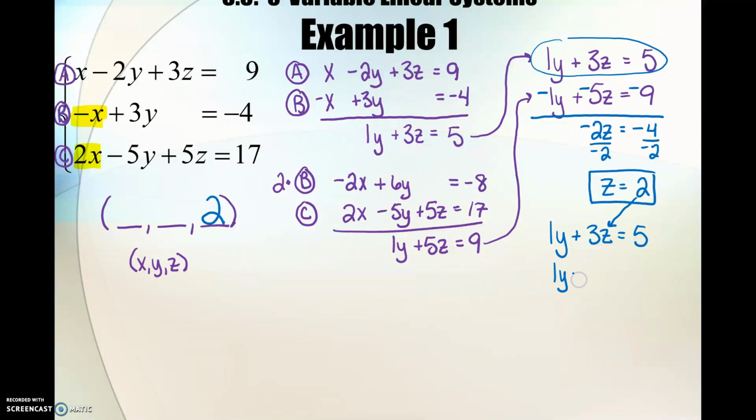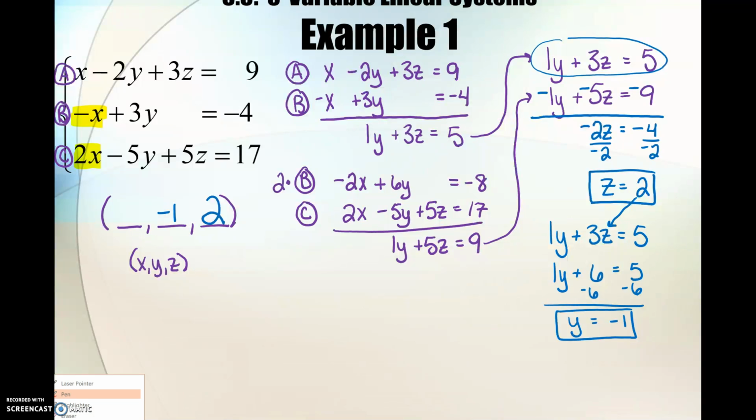So 1y plus 3 times 2 is 6. Subtract 6 on both sides. I get y equals -1. So over in my answer area, in the ordered triple, I can write -1 in the middle blank, which represents the solution for y.